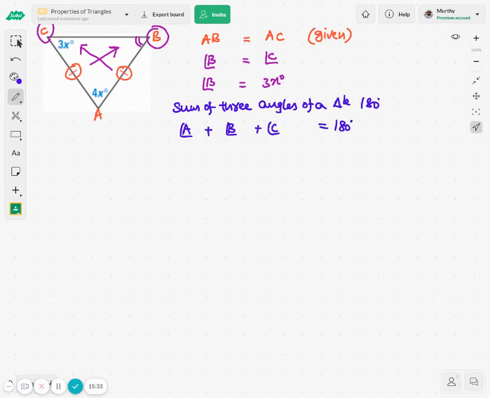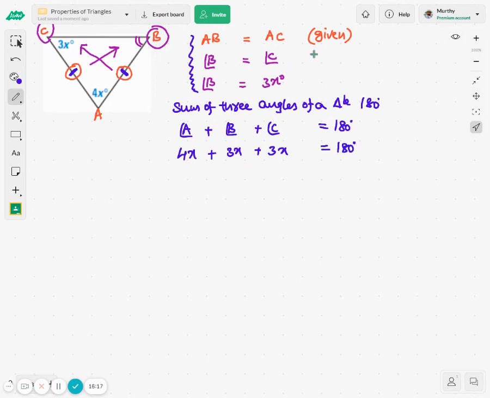Actually, in the given diagram, one angle is missing. Angle A is 4x, and angle B is missing. But here, I figured it out. The value of angle B is 3x. It's given that sides AB and AC are marked equal, so the angles opposite to these sides must be equal. Therefore, angle B equals angle C, so the value of angle B is 3x. Angle C is also 3x, which is given, and the sum equals 180.